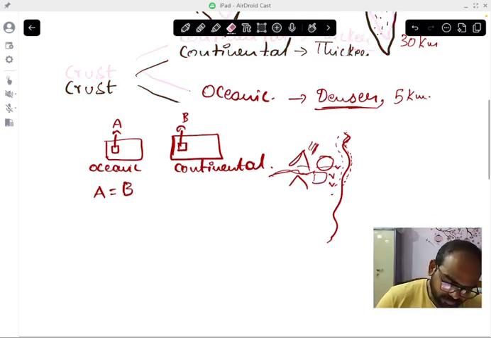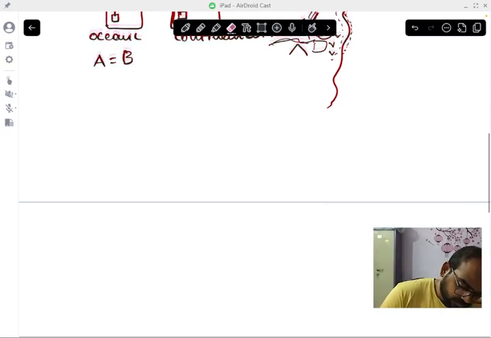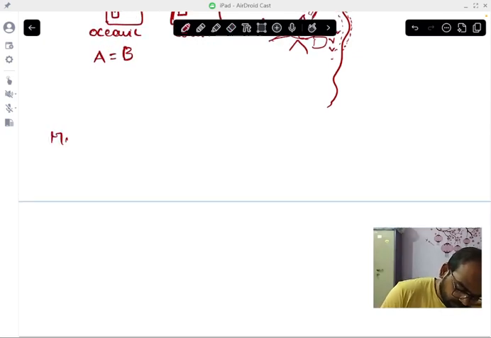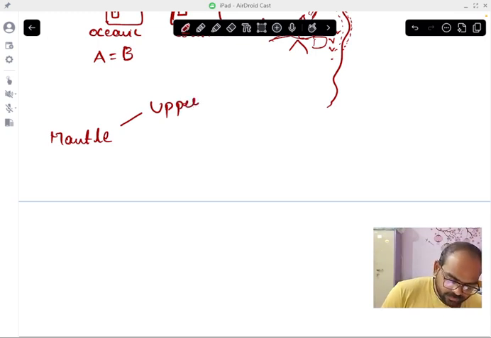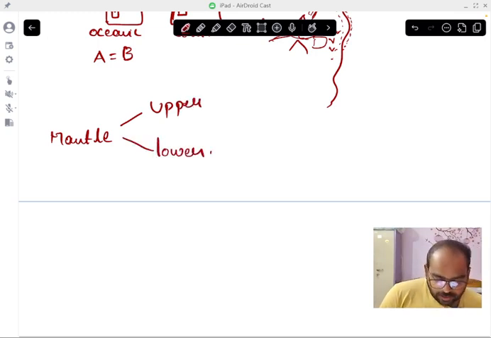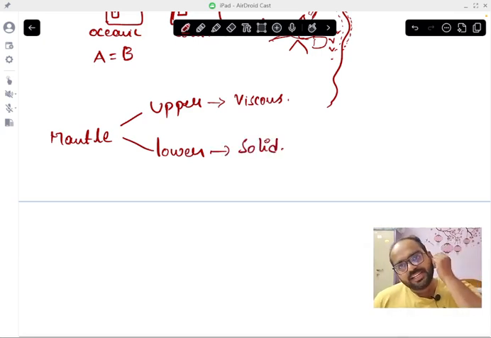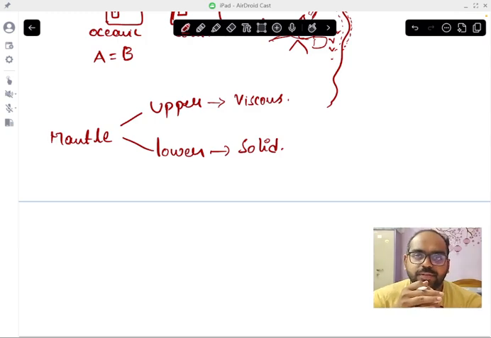After the crust we have the mantle. Mantle is divided into upper and lower mantle. The upper mantle is viscous in nature. The lower mantle is solid in nature. Viscous is nothing but a state between a liquid and a solid. It is much more fluid in nature, like a jelly.